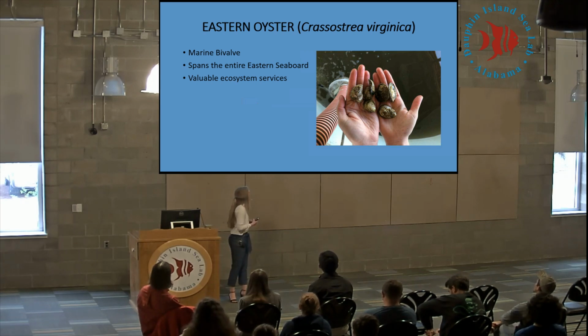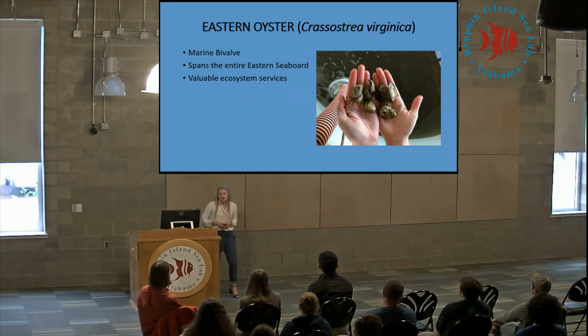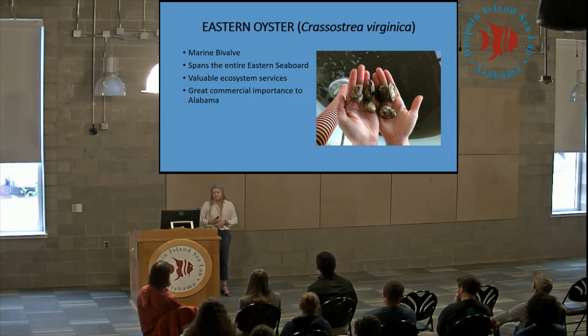So I'm going to start with the eastern oyster. This oyster is the most common oyster found here in Mobile Bay. It's a marine bivalve, but it also spans the entire eastern seaboard. So it's found all the way north in the Atlantic, and even down into South America as well.